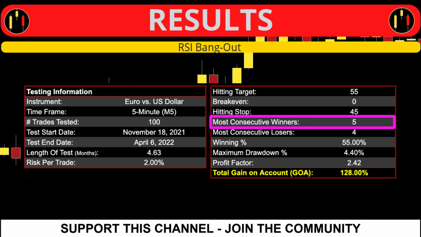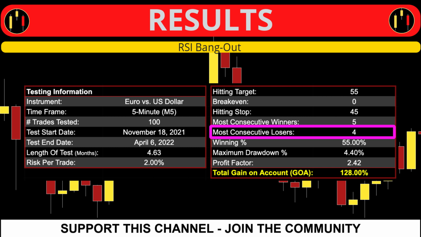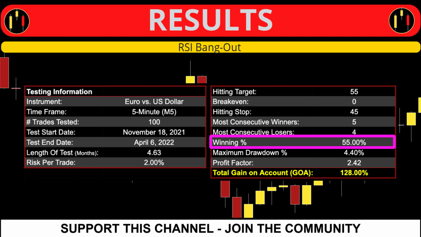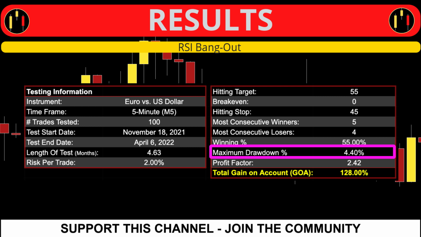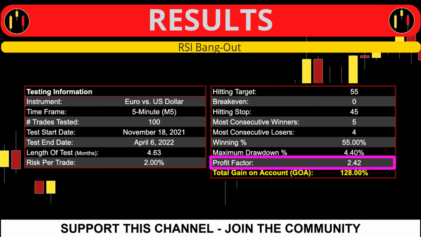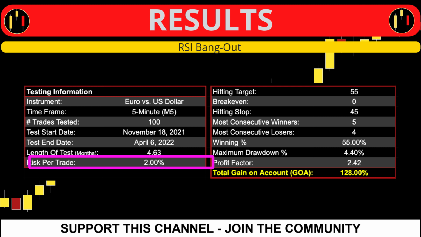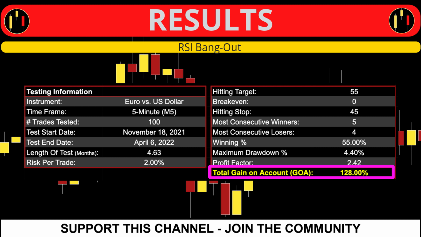Most consecutive wins in a row came in at 5, and the most consecutive losses came in at 4. This dataset provided for a 55% win rate with a maximum drawdown of 4.4% and an impressive 2.42 profit factor. Risking 2% per position, the gain on the account would have been 128% gross.